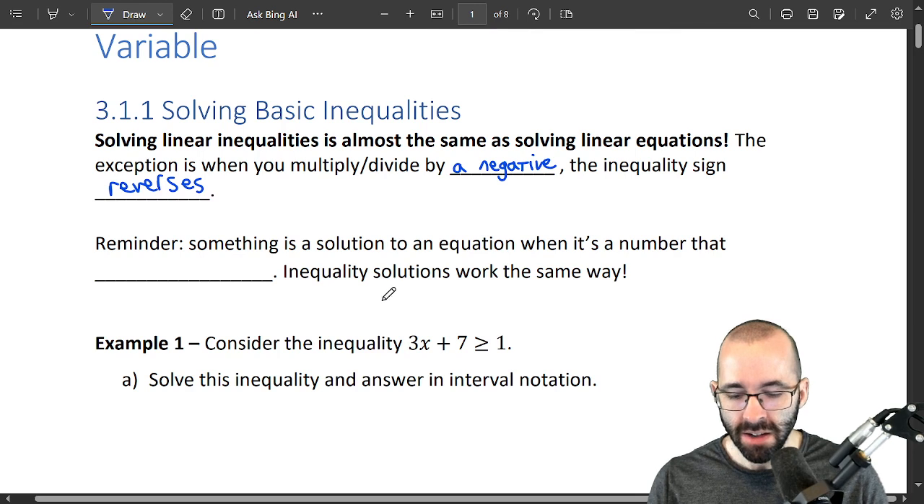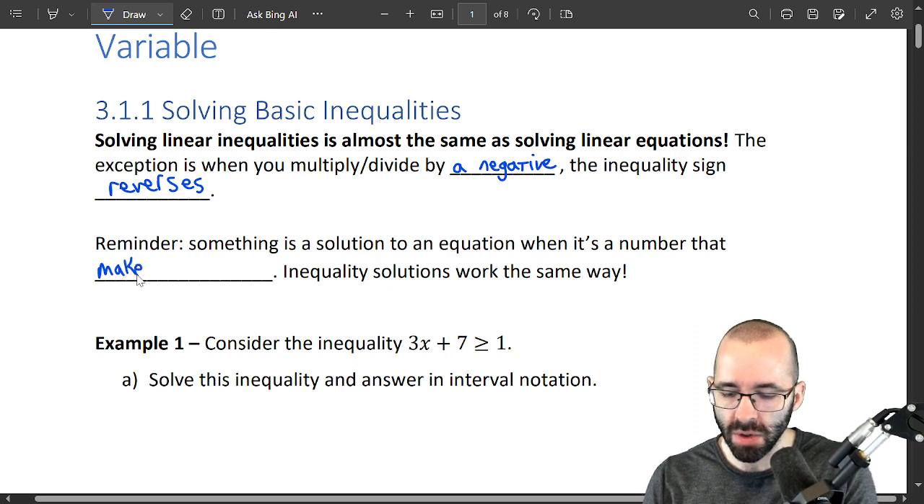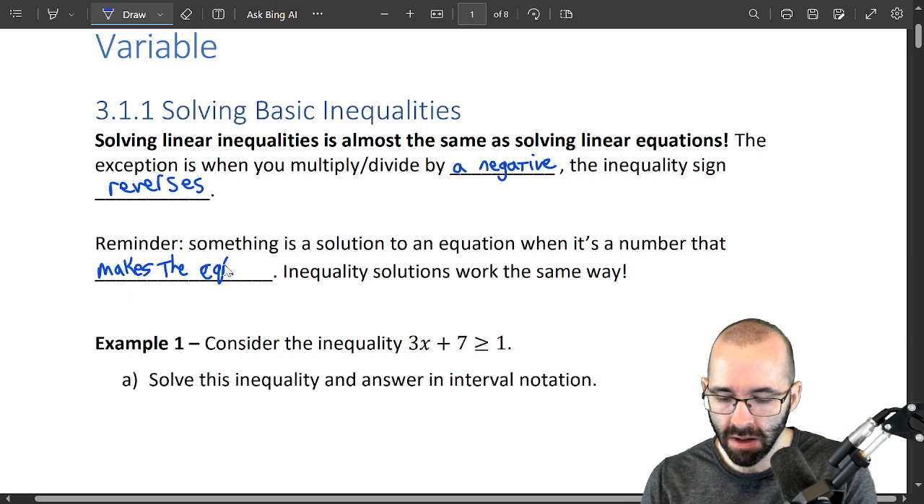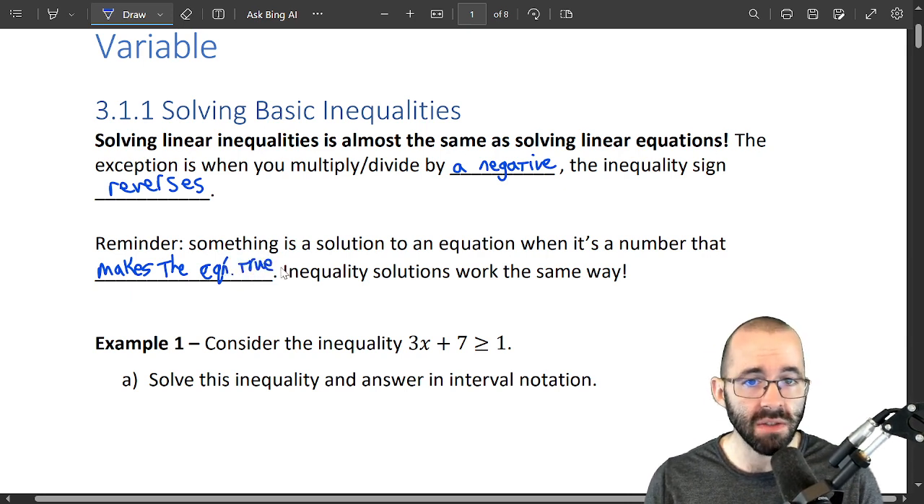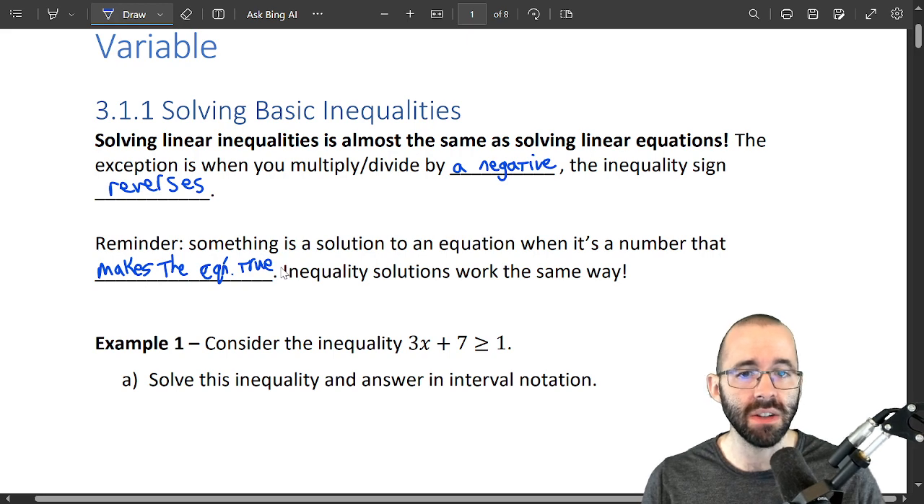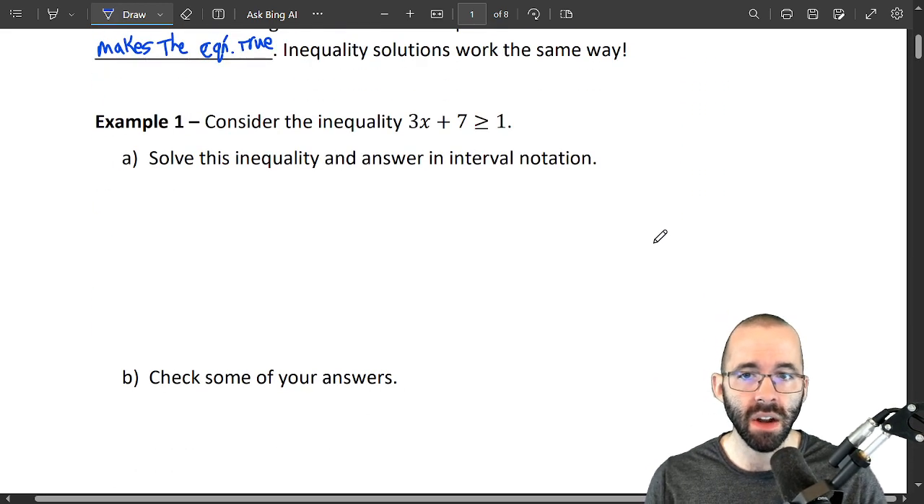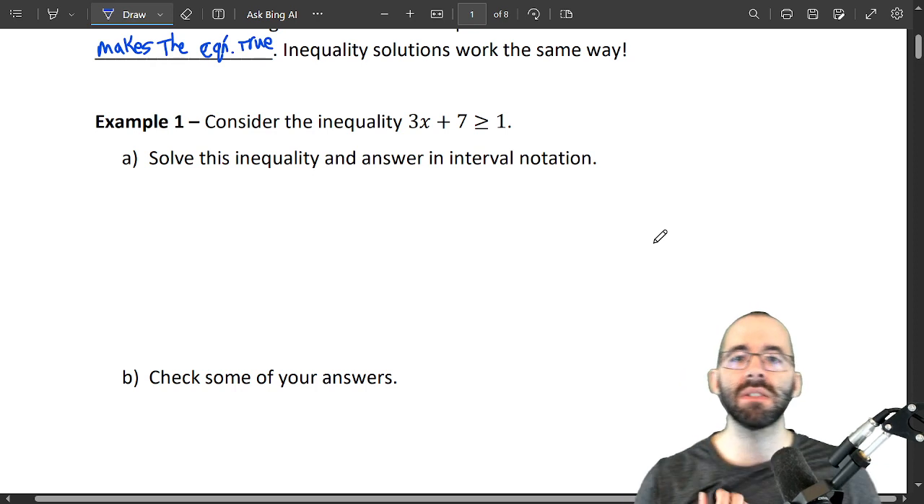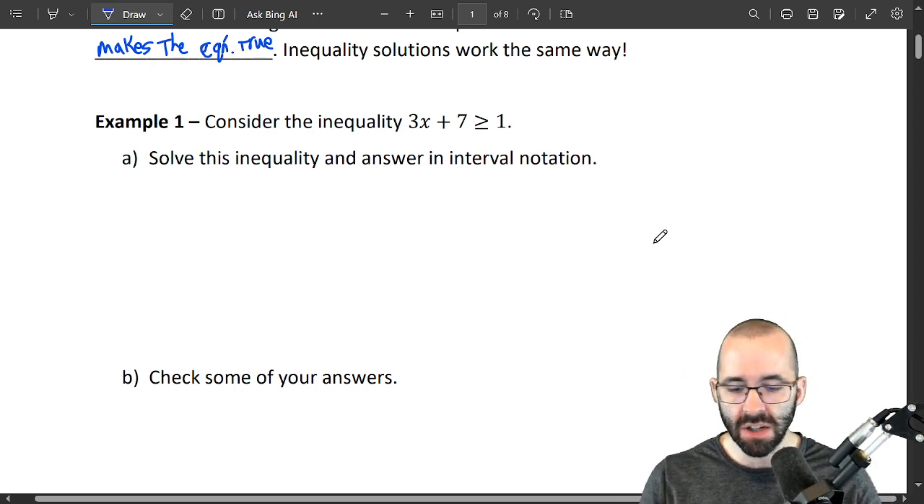As a reminder, what does a solution to an equation mean? It's just a number that makes the equation true. Inequalities are the same thing, just a number that makes the inequality true. So let's solve this inequality and answer in interval notation.